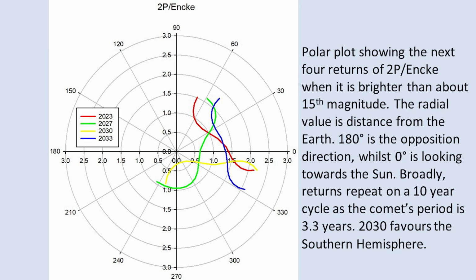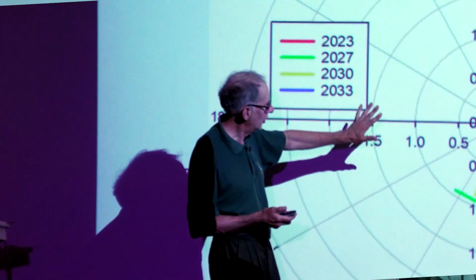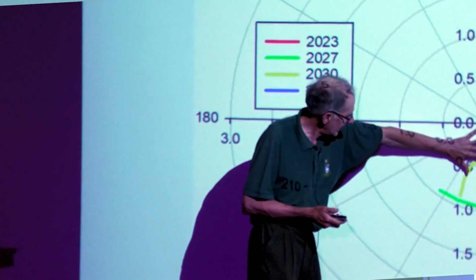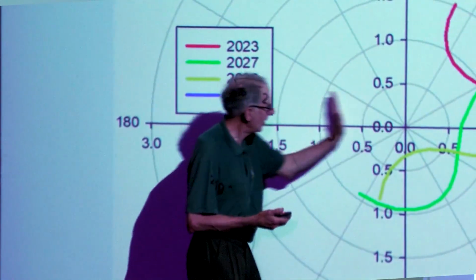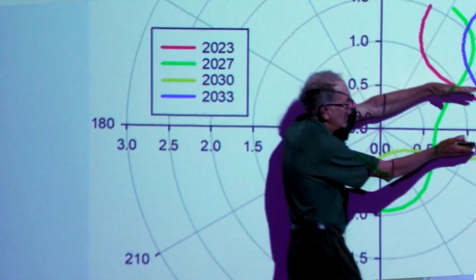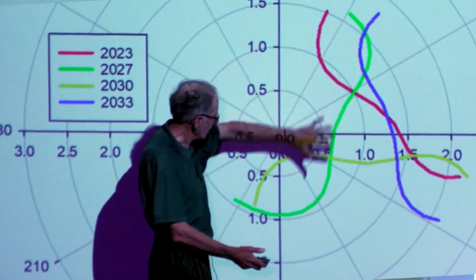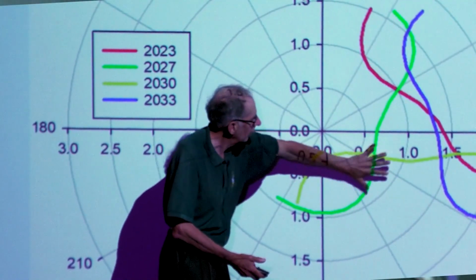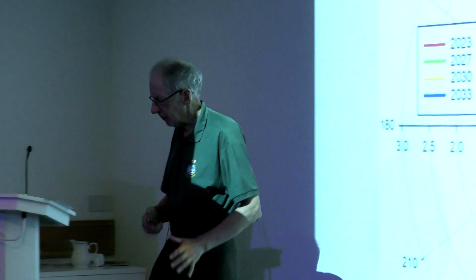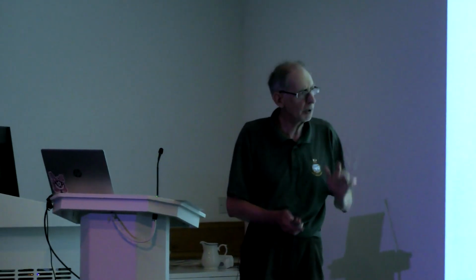And this just traces some of the returns across the sky as you might see them from the Earth. So ideally, for a good view, we want a line that ends up this side of the line, because if they're on this side, you're looking towards the sun. So a good return would be one that comes over here. And an awful lot of returns for this comet are not that good.